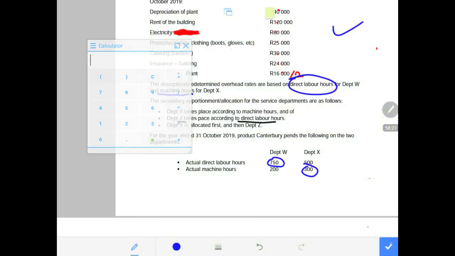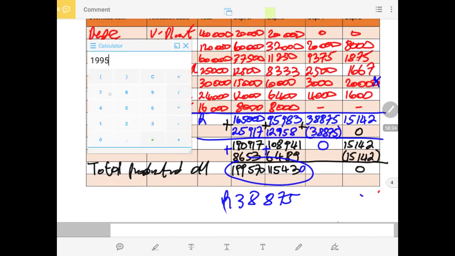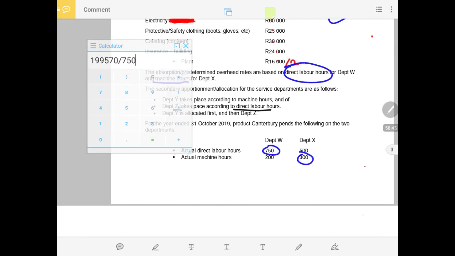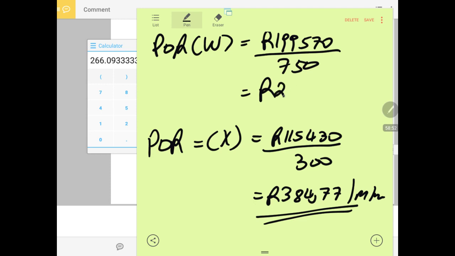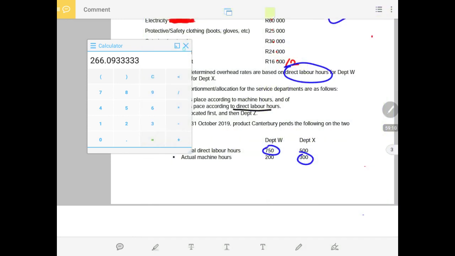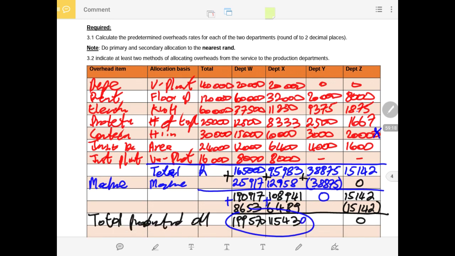The first one will be a total overhead of 199,570 divided by 750, which is our hours of labor for Department W. And what do we get by dividing that? We get 266 rands 9 cents per direct labor hour. So maybe there will be 1 mark here and 2 marks there, but the gist of the marks are based on the calculation that you have done: the primary, secondary, and the tertiary allocation.